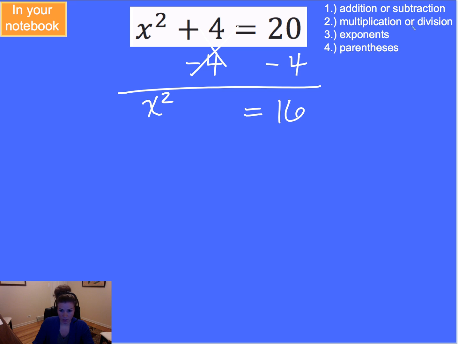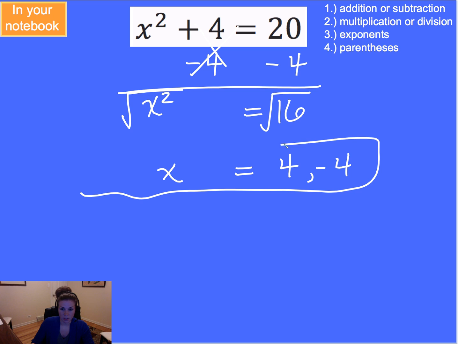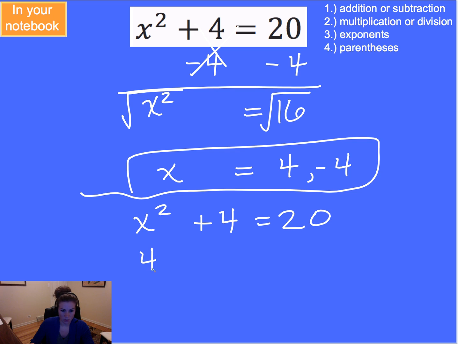My next step would be to undo multiplication or division, but I don't have any, so I need to undo the exponents. Since I have x squared, the inverse of that is the square root, and again I need to do it on the other side as well. So the square root of x squared is x, and the square root of 16 is 4, or negative 4. So then that's my answer here, and when I go to check my work, I take the original problem, x squared plus 4 equals 20, and I think that x equals 4, so I'll plug that in.